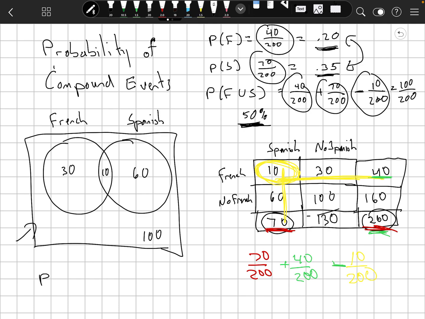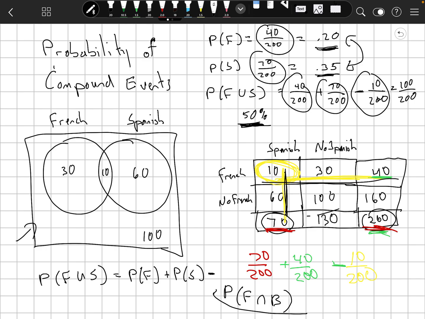So the probability of French union Spanish equals the probability of being in French club plus the probability of being in Spanish club minus, and I'm sorry I'm running out of room, I'm going to put it down here, the probability of being in French and Spanish together. This is how you write and. It's intersect. It means intersect because we're kind of intersecting at the French and Spanish there.